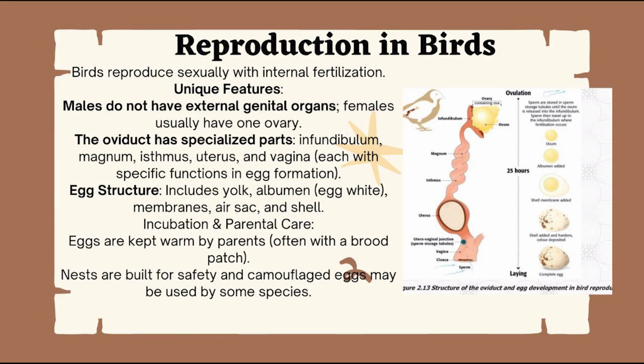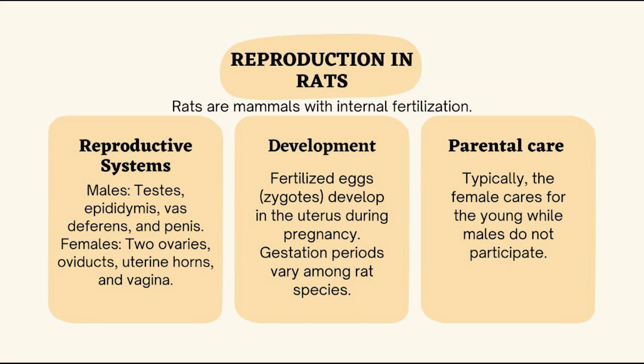The other one is reproduction in rats. Moving on to mammals, let's look at rats. Rats are fascinating due to their adaptability. In rats, males and females have distinct reproductive systems, and fertilization occurs internally. After a short gestation period, the young are born and quickly nurtured by their mothers. Interestingly, in rat communities, if a mother is lost, other females often step in to care for the pups, showcasing incredible social behavior.